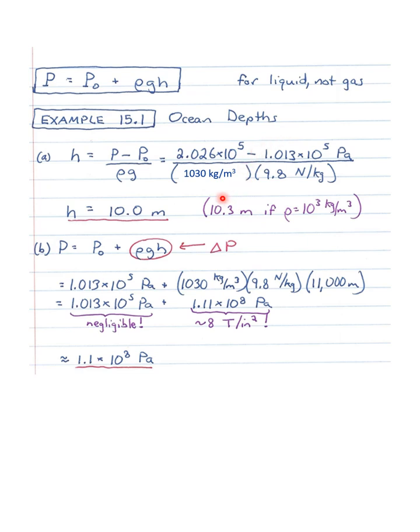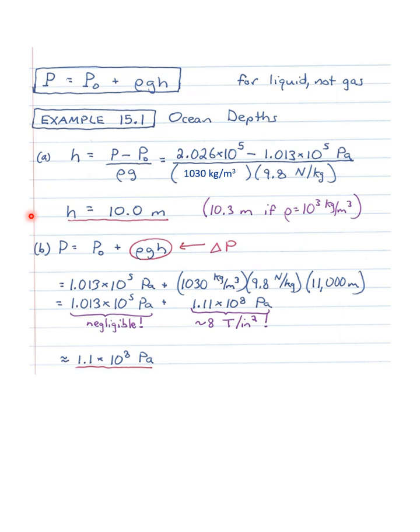Okay, divide by rho. They're telling us to use 1030 kilograms per cubic meter and 9.8 newtons per kilogram. We plug those numbers in and we get 10.0 meters. So if you go down 10 meters under seawater, then you're experiencing double atmospheric pressure.